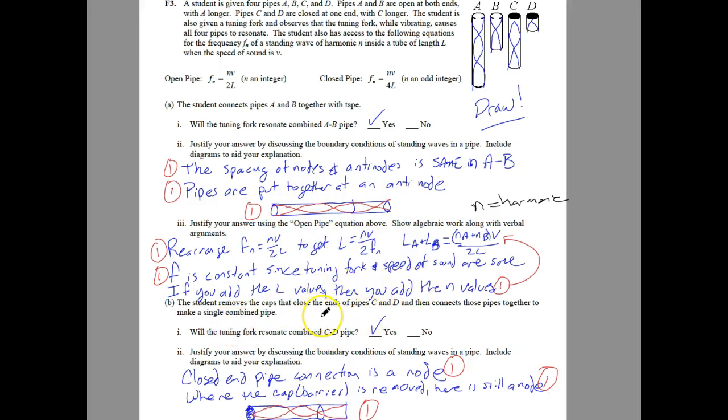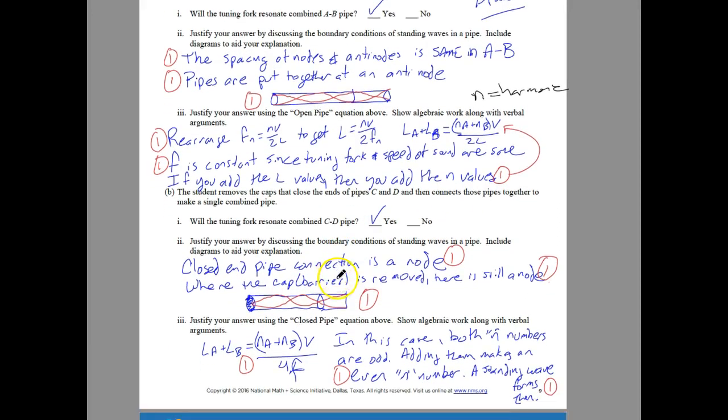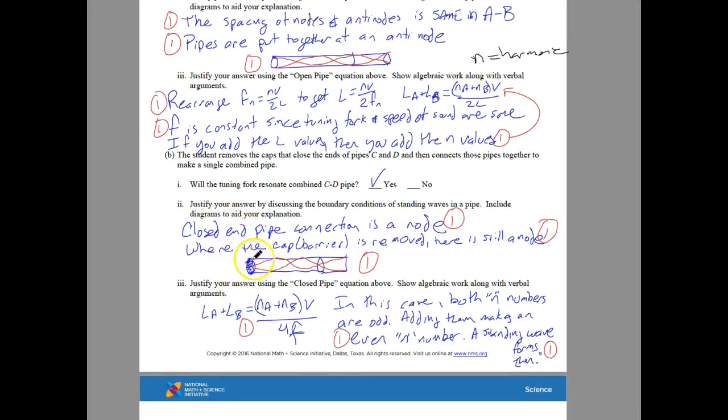The student removes the caps that close the ends of pipes C and D and then connects those pipes together to make a single combined pipe. So what I'm assuming that they're doing here is they want to know if it'll resonate. Yes, it will. They are going to keep this cap on. Okay, so this is a little bit misleading. I really think that you've got to leave this on. If you do that, the closed end is a node, and then as it travels through, when it gets to this point right here, which is the connection, that also is a node, okay?